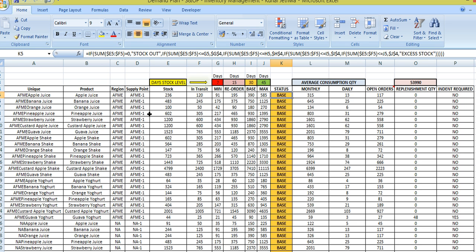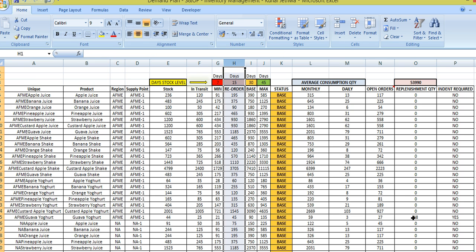This indicates the level of stock, the monthly average, the daily consumption of apple juice at Africa Middle East, and the open orders of apple juice at Africa Middle East, and whether we actually need to replenish the quantity. Now this is a very interesting part. Replenishment quantity can only be given if the stock goes below or equals to the reorder level. That's when I reorder and I replenish the stock.